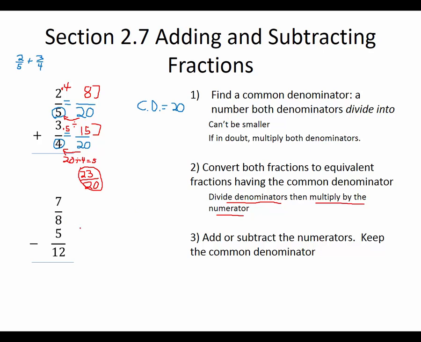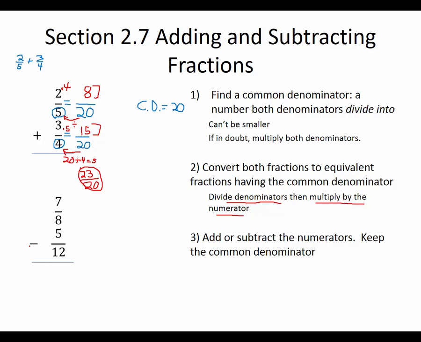Let's take a look at this bottom question. I need to find a common denominator for 8 and 12. Go ahead and pause the video and see if you can come up with a common denominator for both of those. Remember, if in doubt, you can always multiply them out. Did you find one? Well, if we multiply 8 by 12, we'll get 96, and that works just fine.